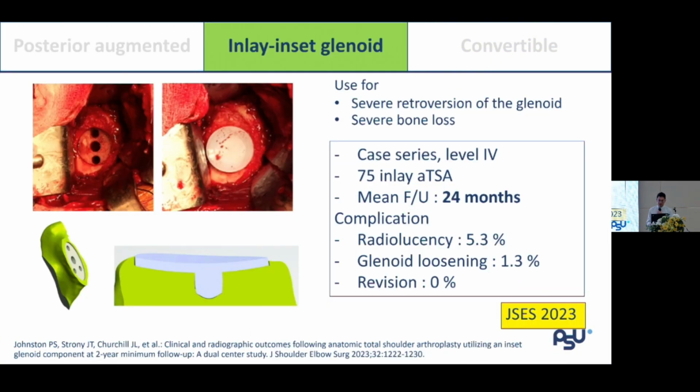The inlay glenoid utilizes the rim fit of subchondral bone for enhanced stability and reduces edge loading by not resurfacing the entire glenoid face.